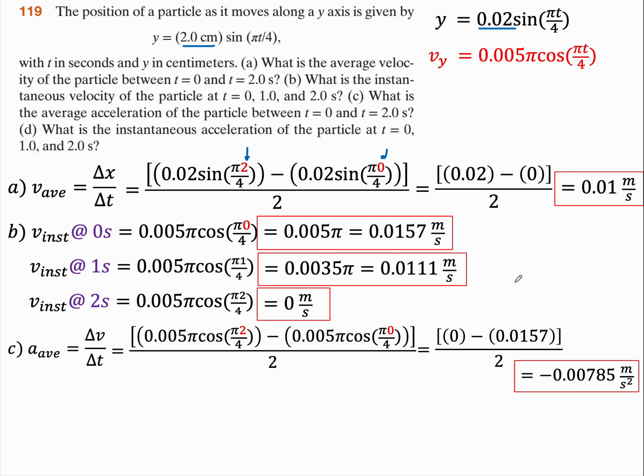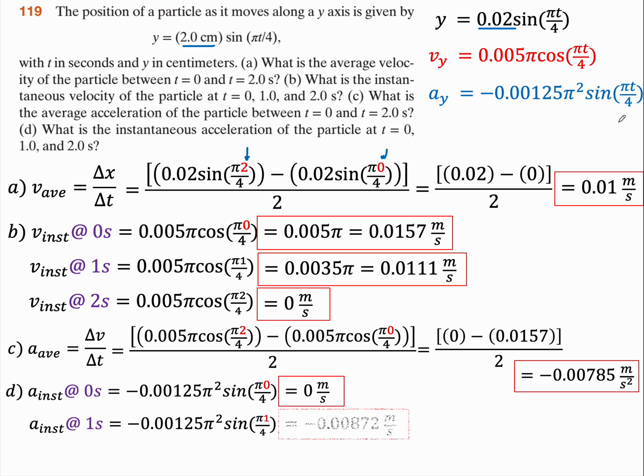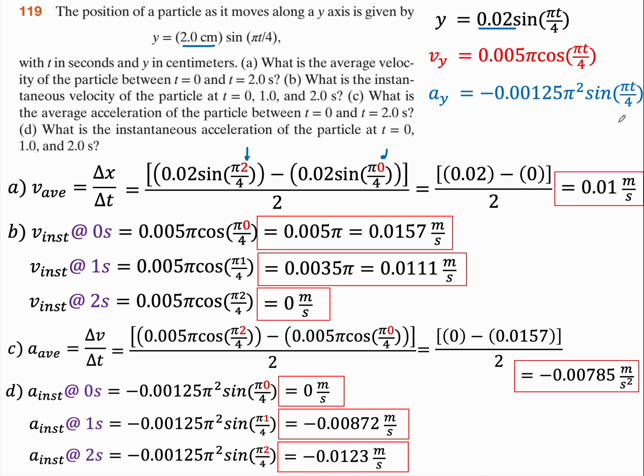And then D, what's the instantaneous acceleration? Well, again, I've got to do a derivative. If you do the derivative, in this case, again, dividing by 4, another pi comes out front. Negative sign, because the derivative of cosine is negative sine, gives us this expression. And then we just have to plug in our numbers. At 0, sine of 0 just simply is 0. At 1 second, you get this. And at 2 seconds, you get this.